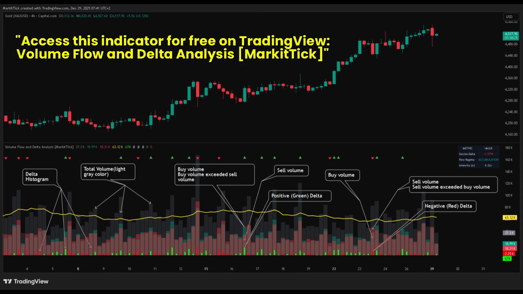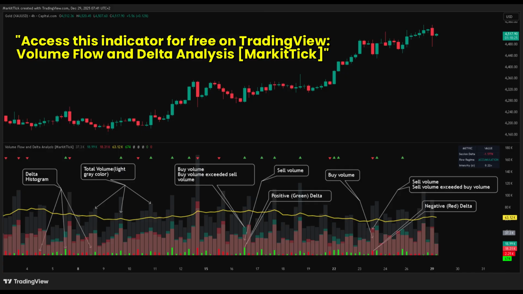Originality and utility. Most standard volume indicators display a simple aggregate total, a single block of volume that fails to distinguish between buying pressure and selling pressure. A high-volume candle could represent a strong breakout, or it could represent a selling tail where buyers were absorbed. This script solves that ambiguity. It is not a standard oscillator, it is a quantitative flow analyzer.